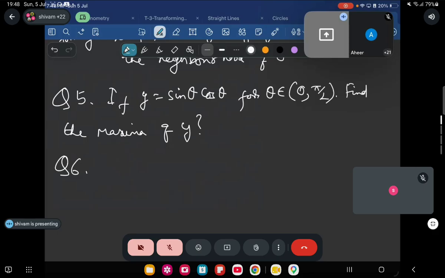Question number 6. If y is equal to sine square theta into cos theta, find y max.